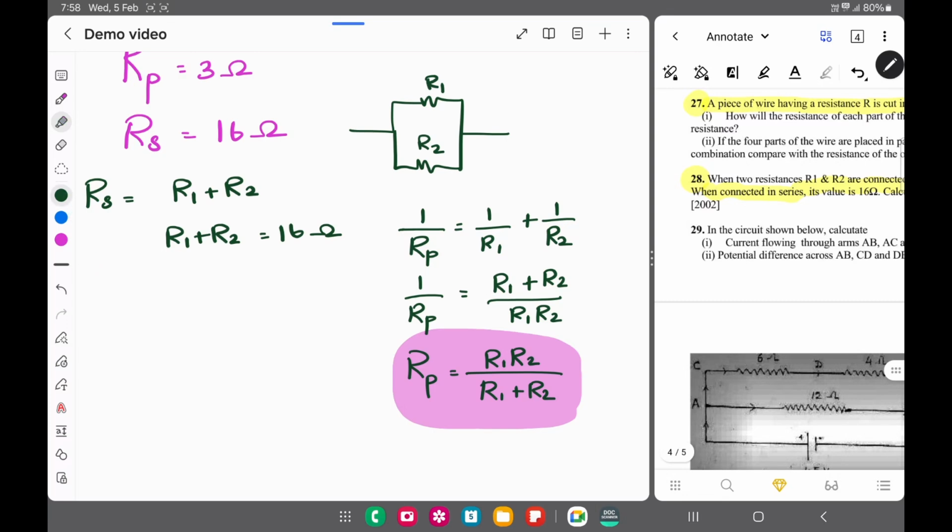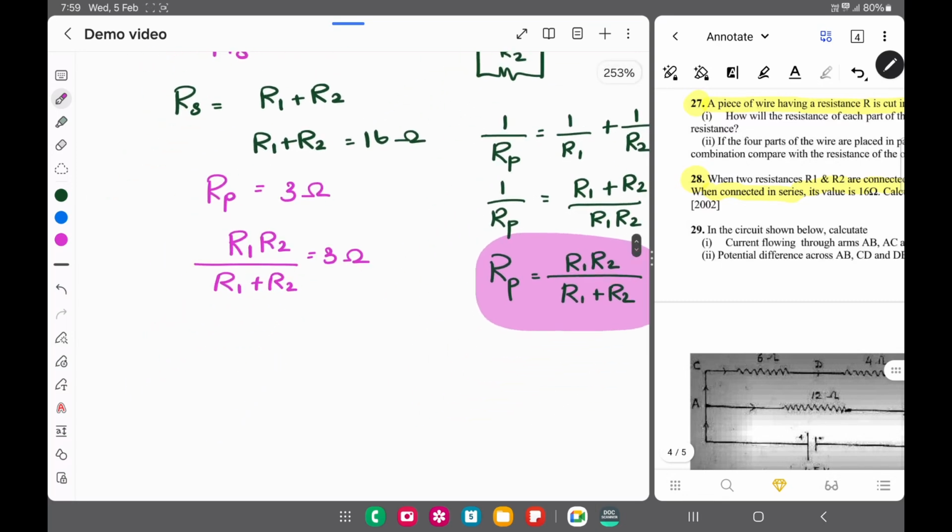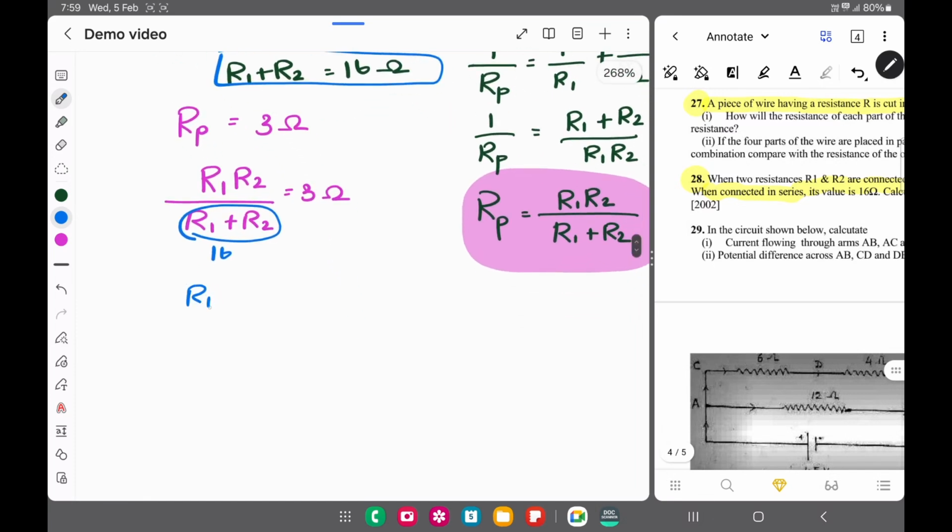So what was RP given? RP was 3 ohm. Am I right? So R1 R2 by R1 plus R2 is 3 ohm. Here R1 plus R2 we already know it is 16 ohm, so you can replace this by 16. So R1 into R2 is equal to 3 times 16. So R1 into R2 is 48.